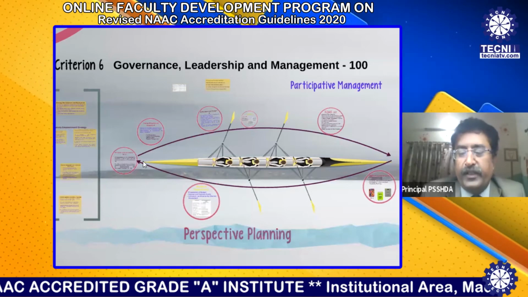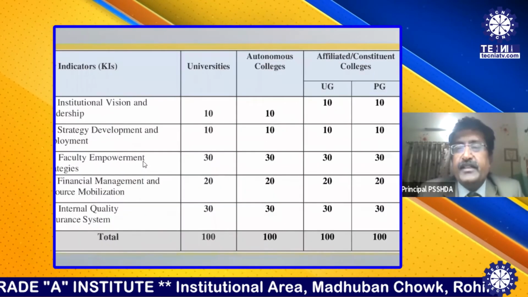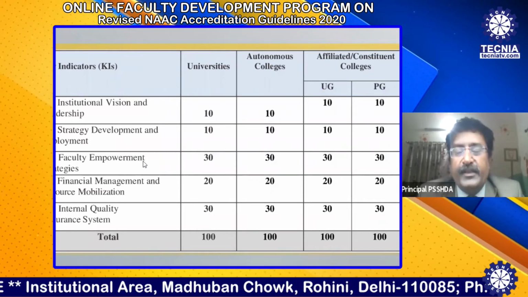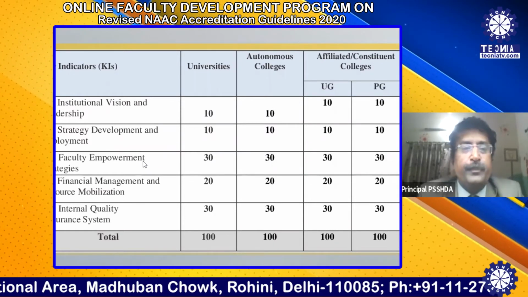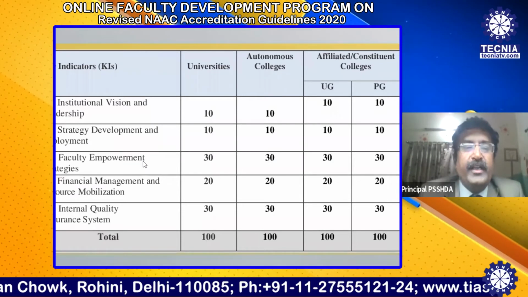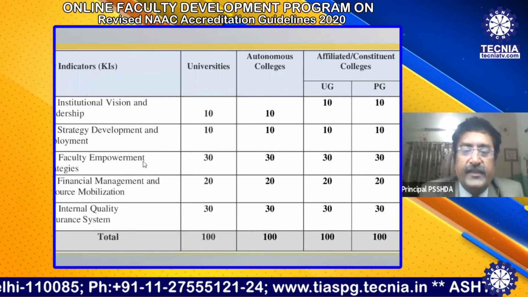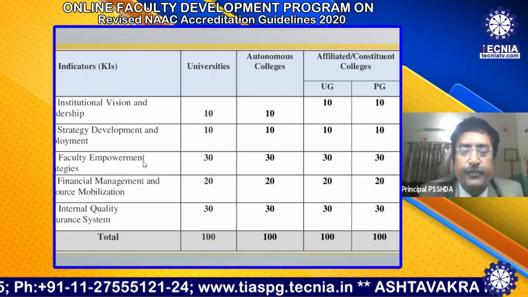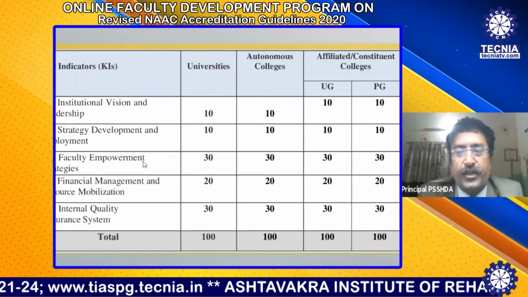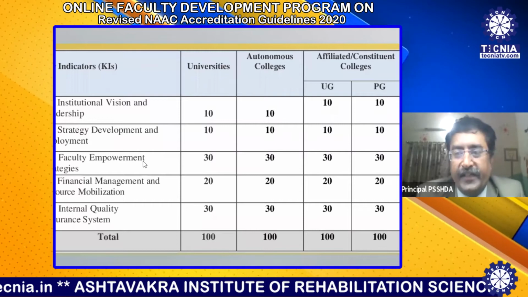Which kind of documents do you need to keep ready with you? The first part, in criterion number 6, we have 5 key indicators. The first is institutional vision and leadership: vision, mission, leadership. The second is strategy development and deployment. Third is faculty empowerment strategies. The fourth one is financial management and resource mobilization. And the last one is IQAS, that is the internal quality assurance system. So these are the 5 key indicators of criterion number 6.